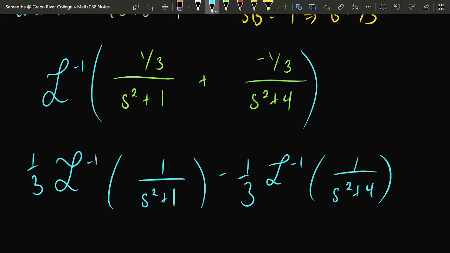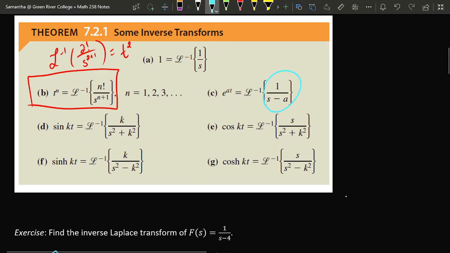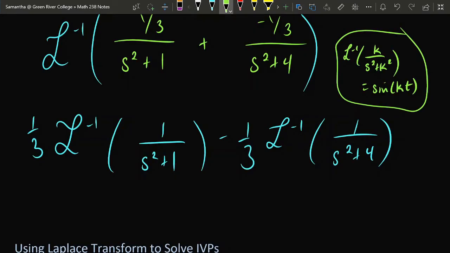So let's look at our table again and see if our table tells us anything about how to invert the transformation on these two expressions in the parentheses. The one that seems closest to what we have is entry number D. In entry D, we have a quantity which has a number in the numerator and then s squared plus number squared in the denominator. Now if I rewrite the expressions that I have to match the format in the table a little more closely, in the first expression, I have 1 divided by s squared plus 1 squared, since 1 and 1 squared are exactly the same thing.